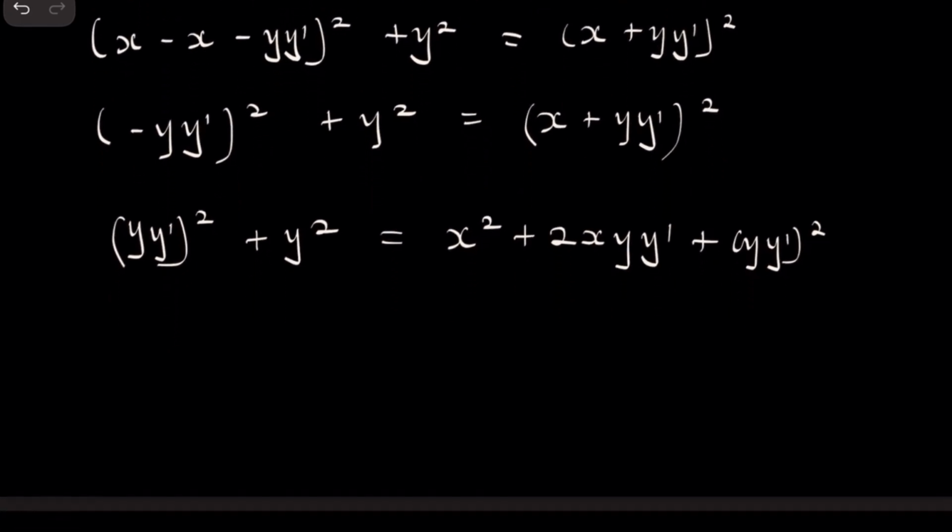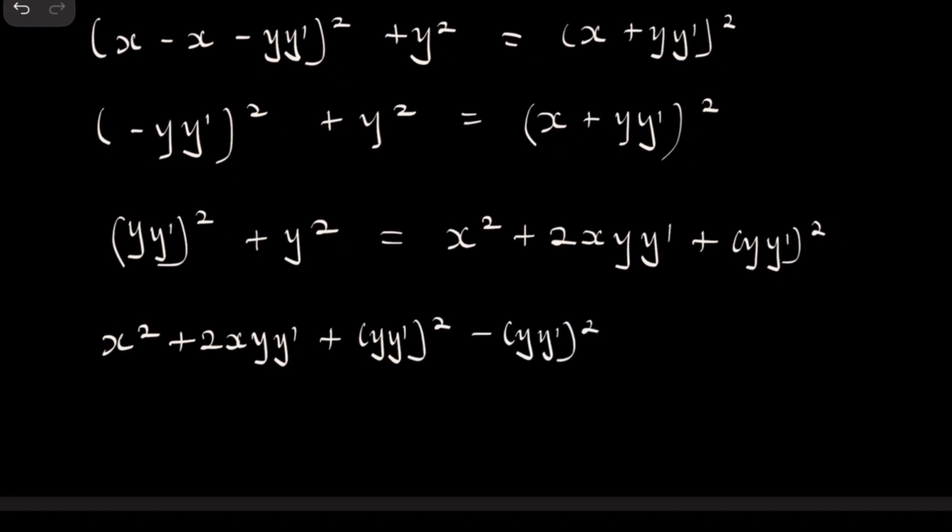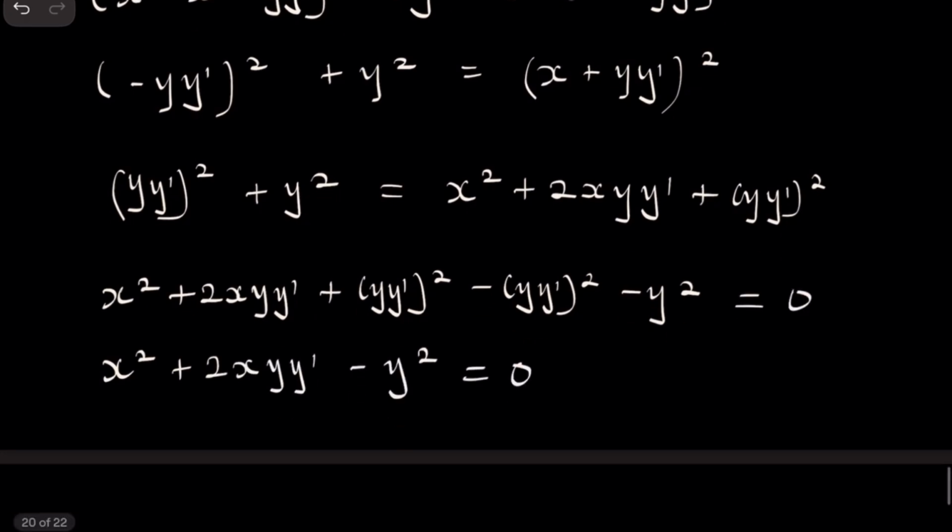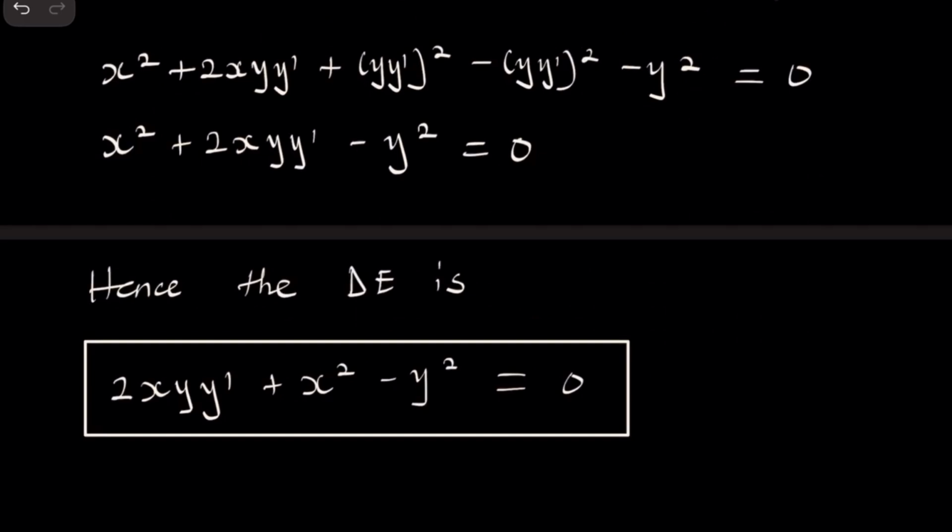Now let's move everything to the right hand side. So we are going to have x squared plus 2x y y prime plus (y y prime) all squared minus (y y prime) squared minus y squared. And so this guy will cancel out this. Thus we are going to have x squared plus 2x y y prime minus y squared is equal to 0. Hence the differential equation is giving us 2xy y prime plus x squared minus y squared is equal to 0.